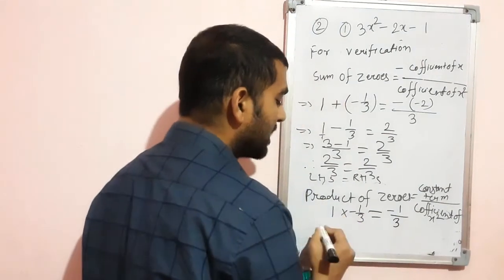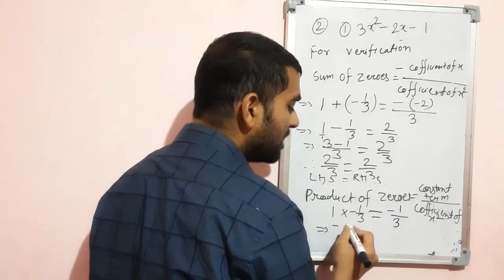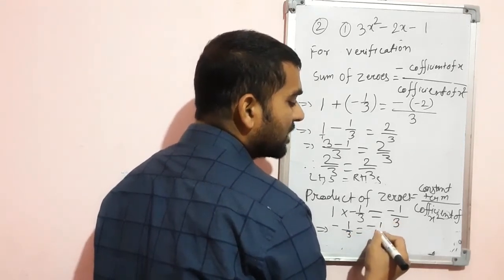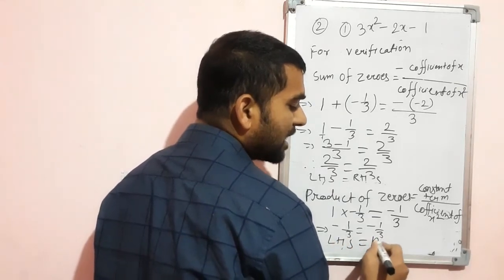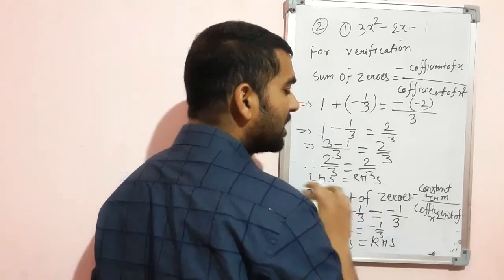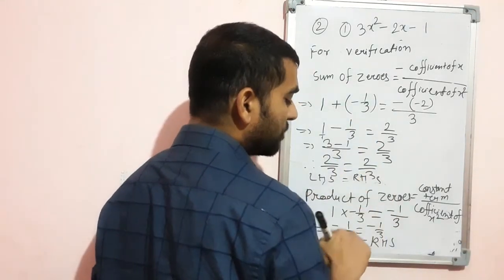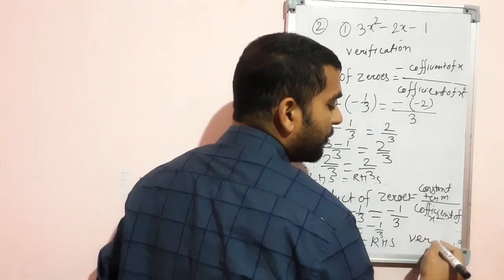Now let us see, are we getting LHS equal to RHS or not? Plus into minus, minus 1 into 1, 1 by 3, then minus 1 by 3. See, we got LHS equal to RHS. Once we got equal, as in the case of sum of the zeros, here also for product of zeros LHS equals RHS. So what you write? Verified.